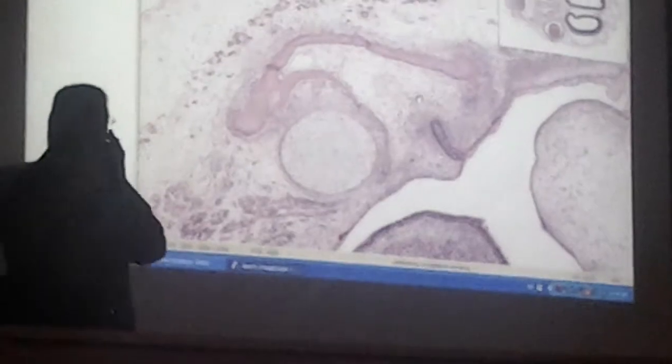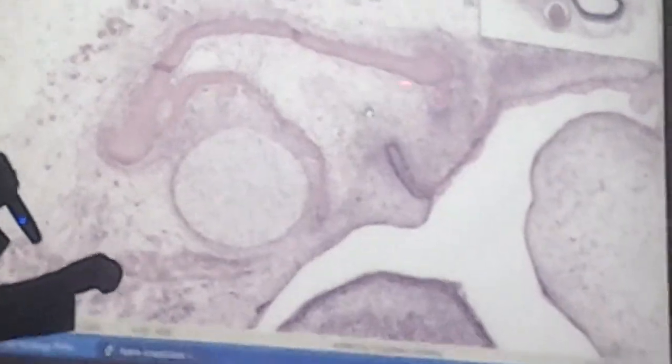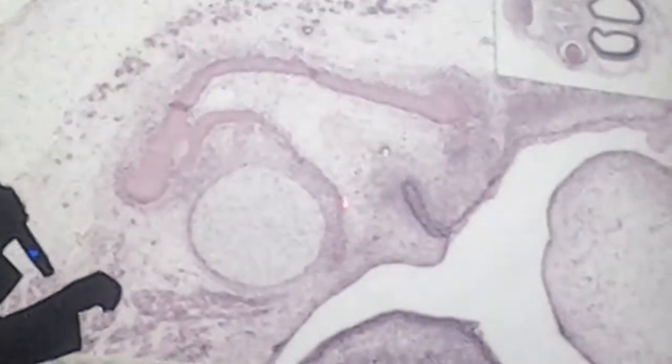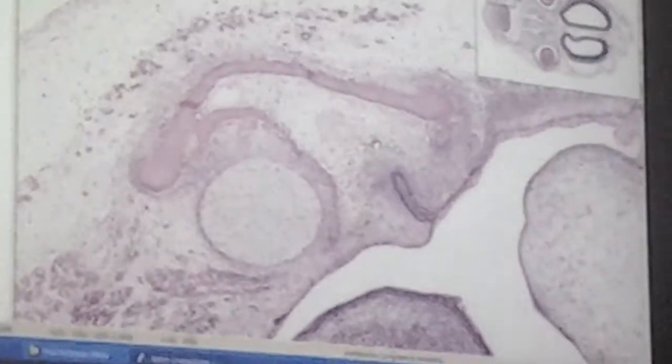Alright? Imagine how. So here we have the lateral plate, the lingual plate, okay? And this is a developing tooth. Alright?